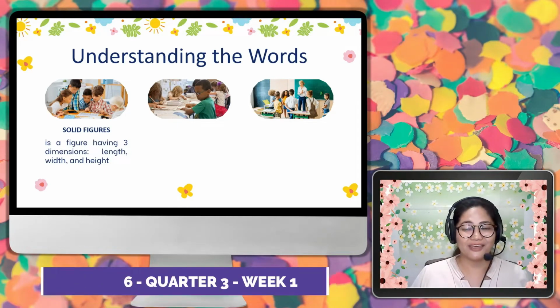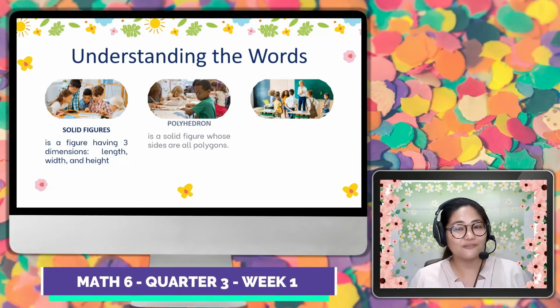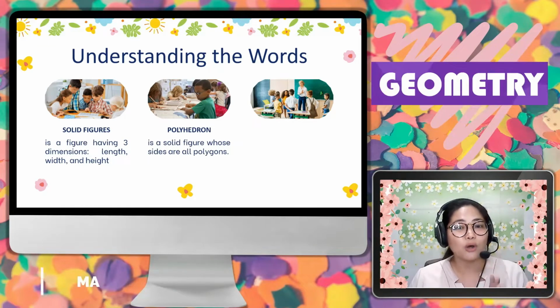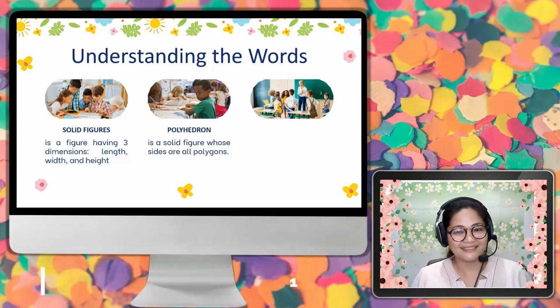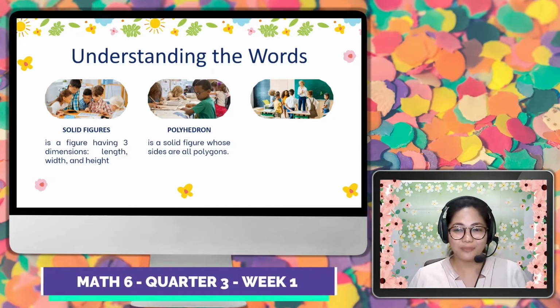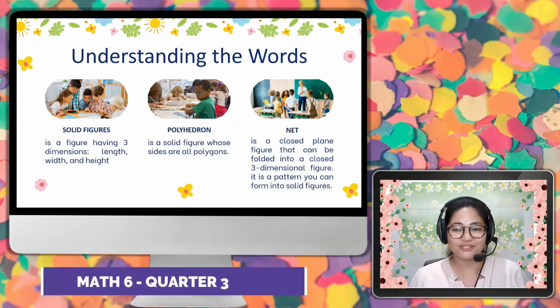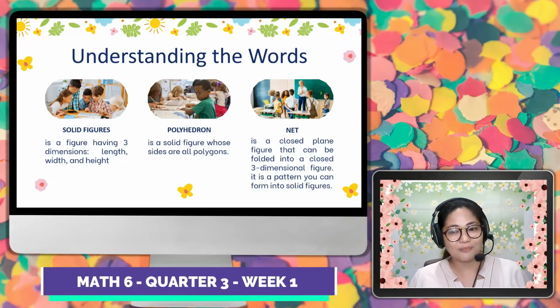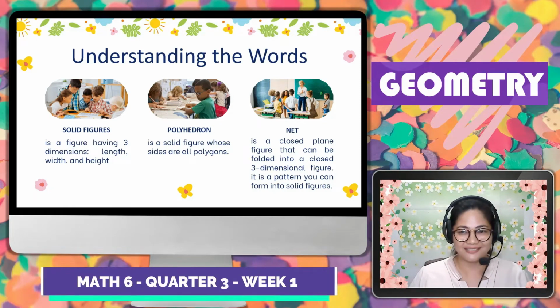Our next word is polyhedron. Polyhedron is a solid figure whose sides are all polygons. Next is net. Net is a closed plane figure that can be folded into a closed three-dimensional figure. It is also a pattern that you can use to form into solid figures.